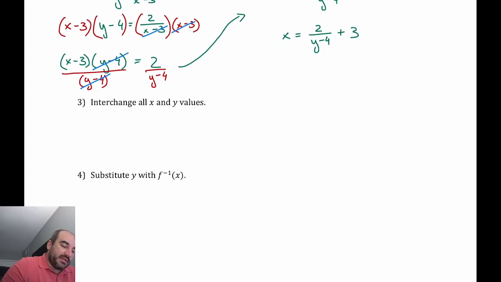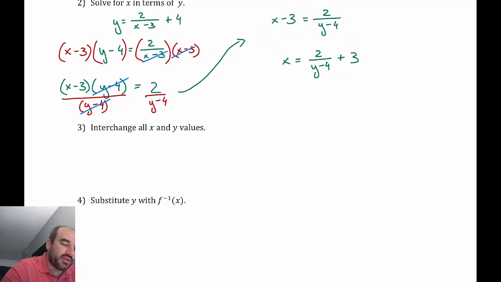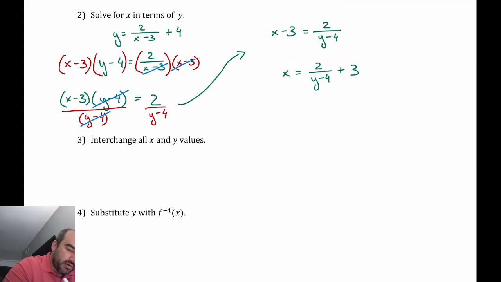Step 3 says interchange all x and y values. What that means is literally start with the result from step 2 and take your x and y, and we're going to swap their places. We're going to interchange all of the x's and y's, so we're going to switch those roles.